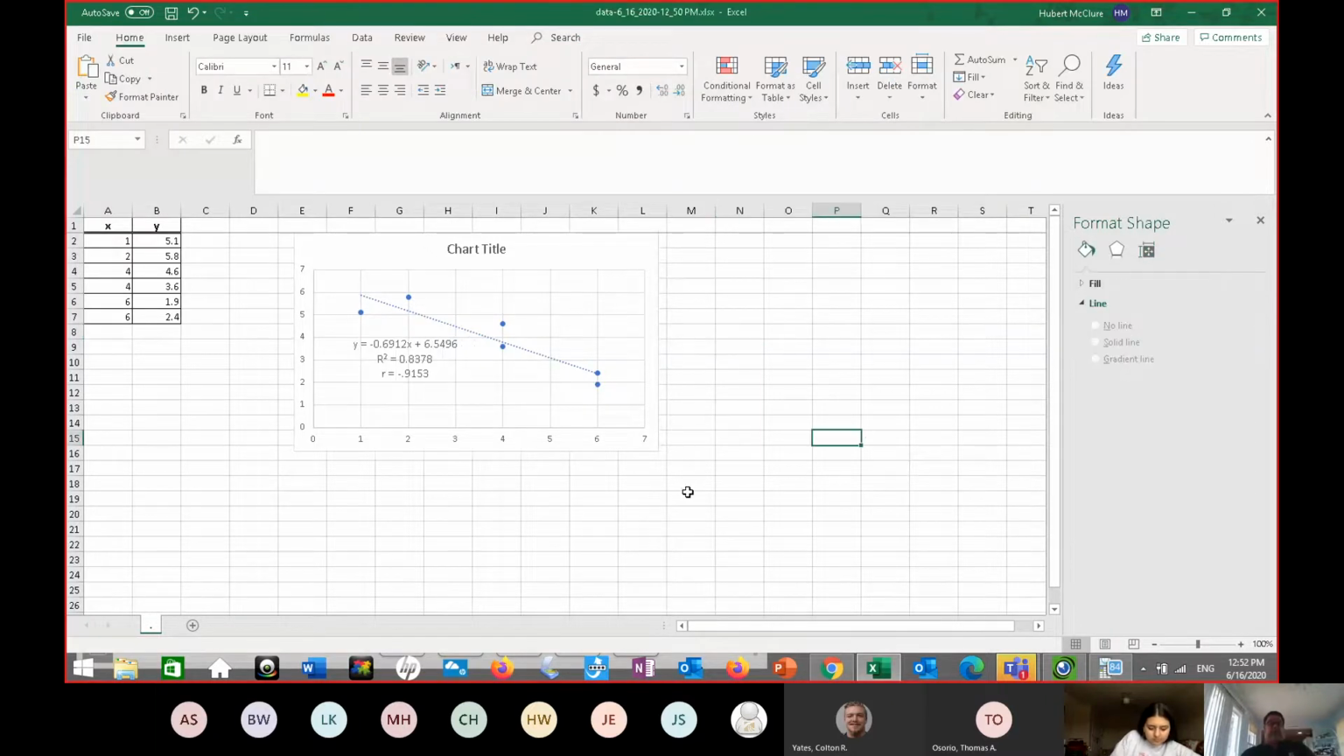Now, I guess if you did all that, let's go back to the question. Write that down. That's y is equal to negative 0.6912x plus 6.5496, and r is equal to negative 0.9153.